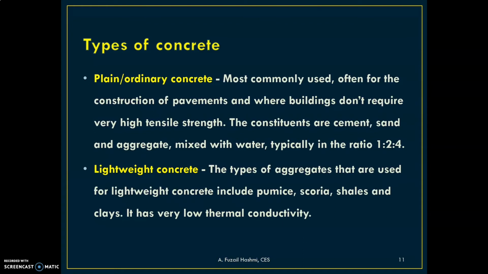There are various types of concrete. Number one is the plain concrete, or ordinary concrete. It is the most common type of concrete, which is generally used in the construction of pavements. In this concrete, there are no steel bars. Steel bars are generally not provided in the plain concrete. The constituents are cement, sand and aggregate mixed with the water, typically in the ratio of 1:2:4.